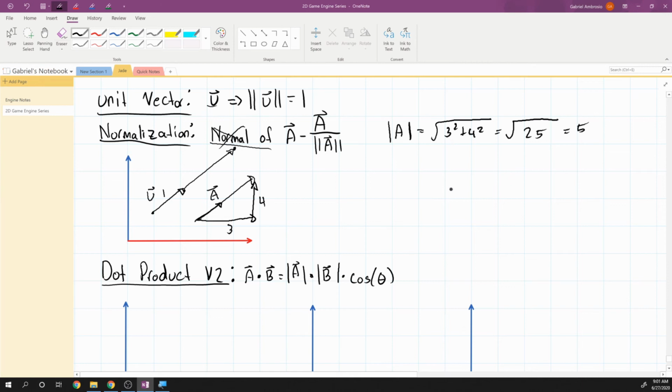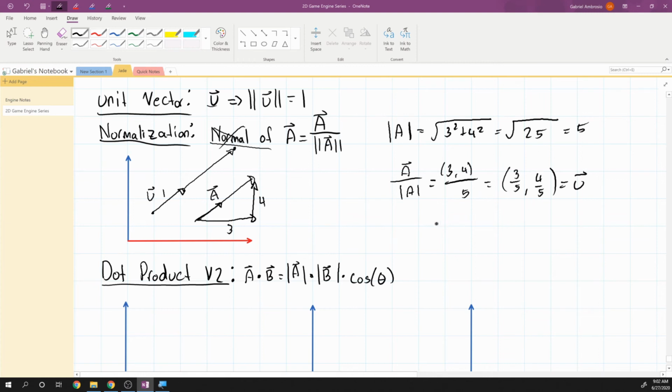How do we do that? Well, the normal of A is just A over its length. So if we just say A over the length of A, well, we know that A is just 3, 4. We know that the length of A is just 5. So what we would do is we would just say, well, then A is 3/5, 4/5. And now A is a unit vector. This is now of length 1.